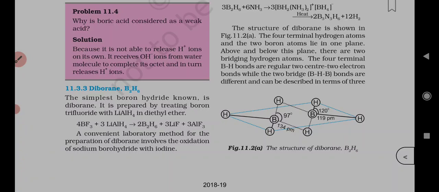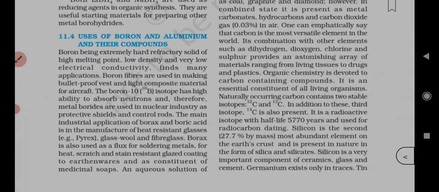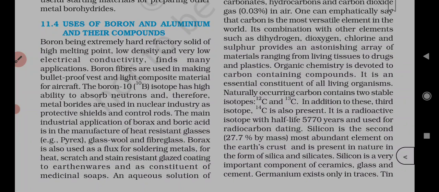Boron finds many applications. Boron fibers are used in making bulletproof vests and light composite materials for aircrafts. So if you have indulged into some fight like Ukraine and Russia, you must have boron fibers so that you can make bulletproof vest and light composite materials for aircraft to fly off to India, right? So you need first bulletproof vest, boron fibers and light composite materials for aircraft.